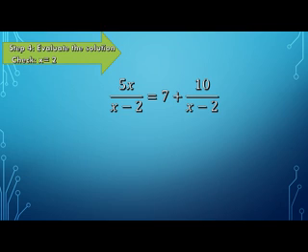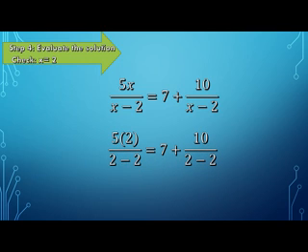So the last step, which is to evaluate the solution, we have to check if x is equal to 2 satisfies the equation or not. So the given is 5x over x minus 2 is equal to 7 plus 10 over x minus 2. Substitute the value of x, which is 2. It will become 5 times 2 over 2 minus 2 is equal to 7 plus 10 over 2 minus 2. Simplify, it will become 10 over 0, which is not equal to 7 plus 10 over 0.